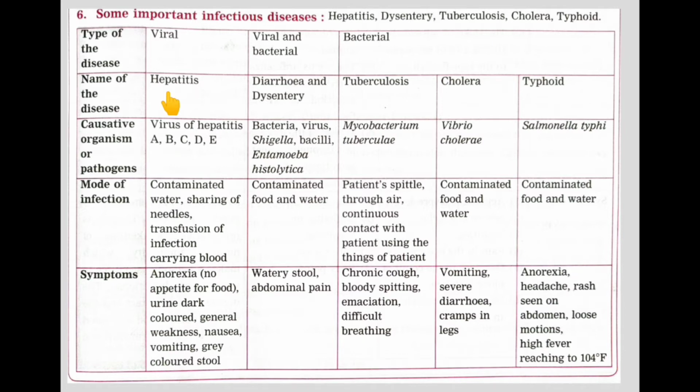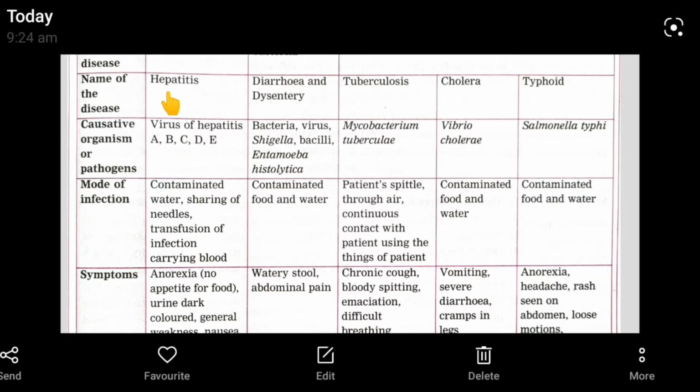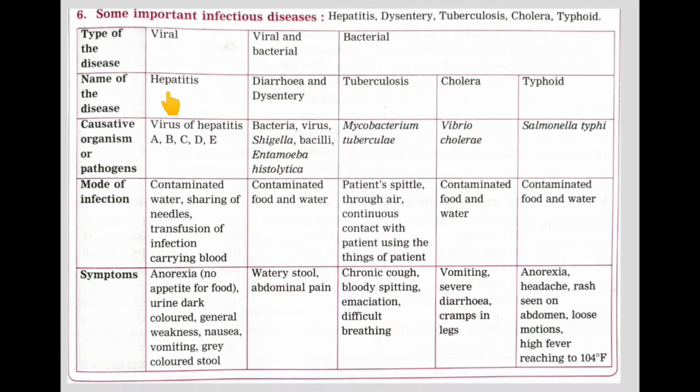Then, the mode of infection. What is the mode of infection in case of hepatitis? The mode of infection is contaminated water, sharing of needles, and transfusion of infected blood. These are the causes or modes of infection in case of hepatitis. Then what are the symptoms? Anorexia, which means no appetite for food. Then urine is dark colored, general weakness, nausea, vomiting, and grey colored stool. These are the symptoms of hepatitis.